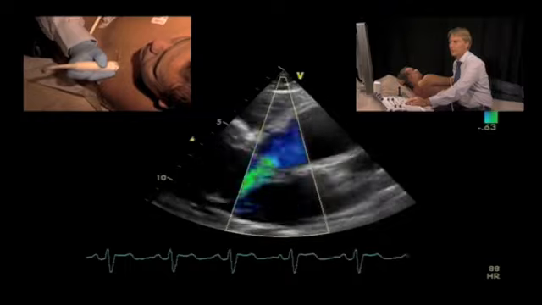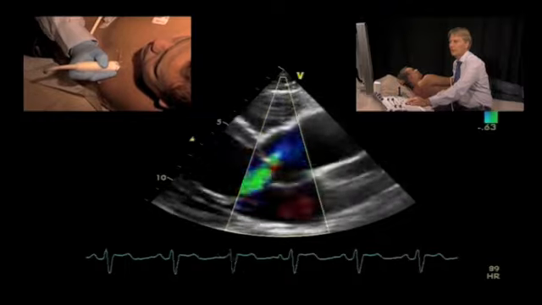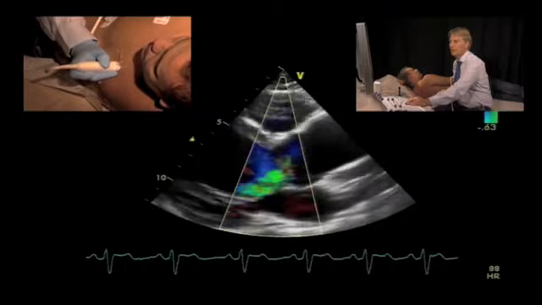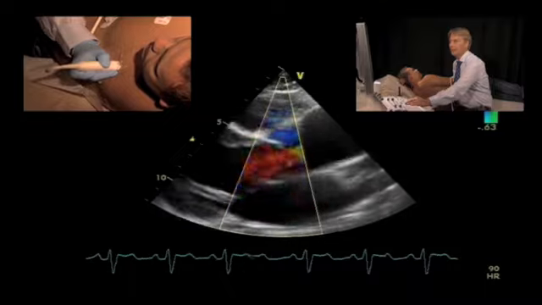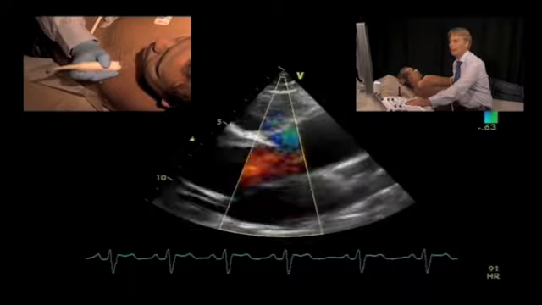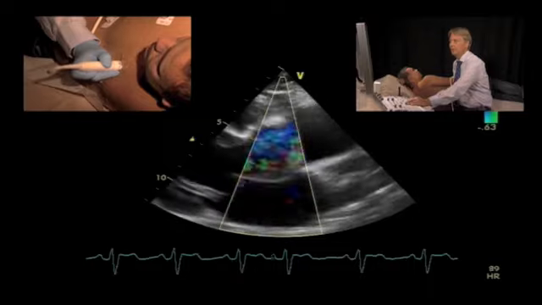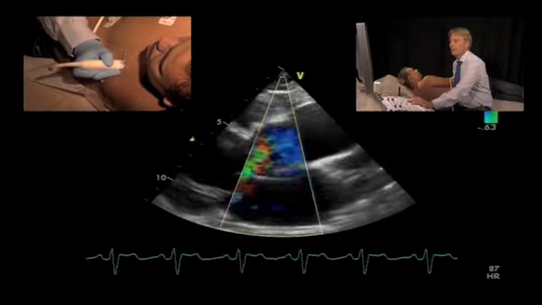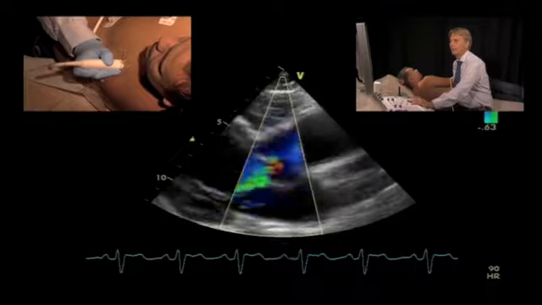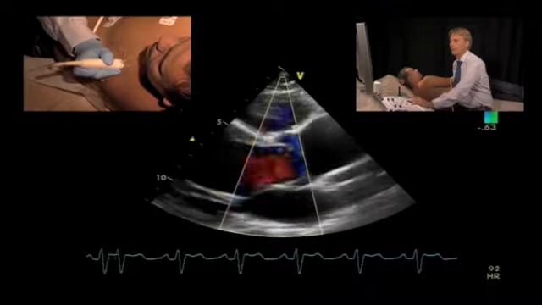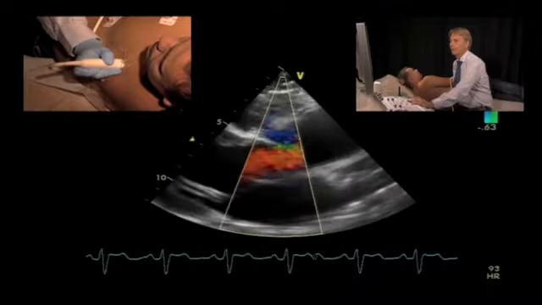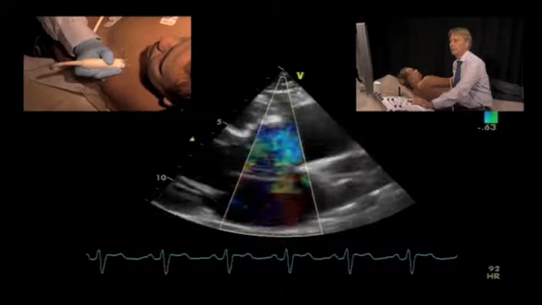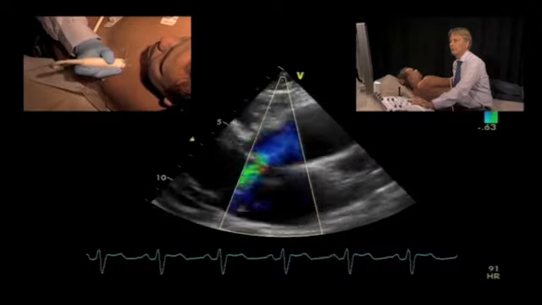So this is the jet, and the first thing we notice right away is that the jet is asymmetric. It is directed towards the anterior mitral valve leaflet, and we also see that there is a considerable amount of proximal acceleration, a fairly large flow convergence zone.